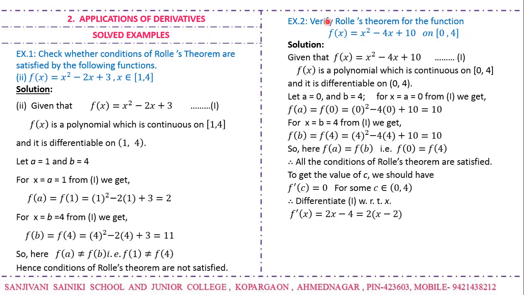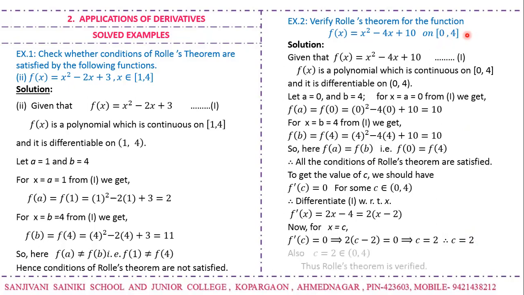So let us find the derivative of this function. Its derivative f dash of x is equal to 2x minus 4, that is 2 times x minus 2. So we will put x is equal to c in this derivative. Now f dash of c is equal to 0, which implies 2 times c minus 2 is equal to 0. It means c is equal to 2. If you see, this 2 lies in 0 to 4. C belongs to the open interval 0 to 4. So Rolle's theorem is verified.